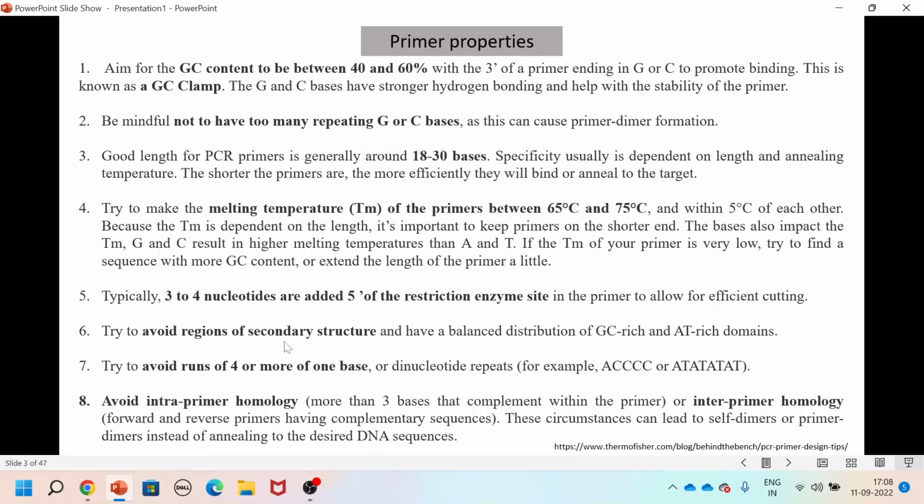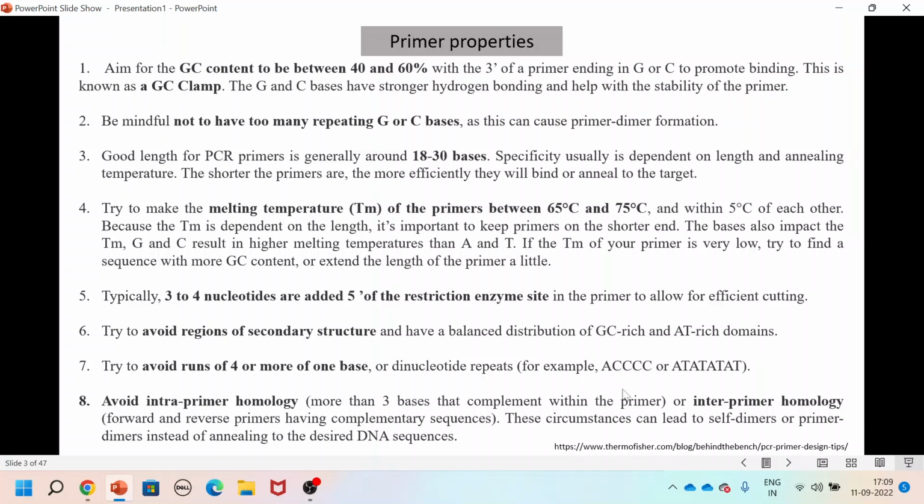Also, as I mentioned in the first point itself, we should try to avoid secondary structure formation by balancing the distribution of the GC and AT rich domains. The next point is that we should avoid runs of four or more of one base. For example, there should not be consecutive similar types of bases. We should avoid that kind of situation.